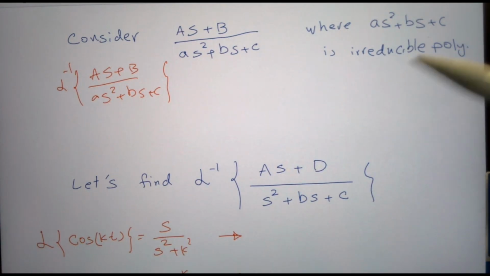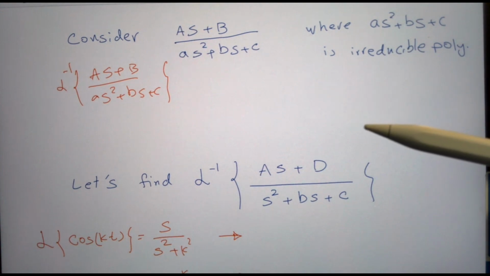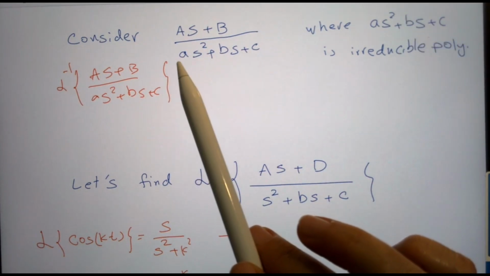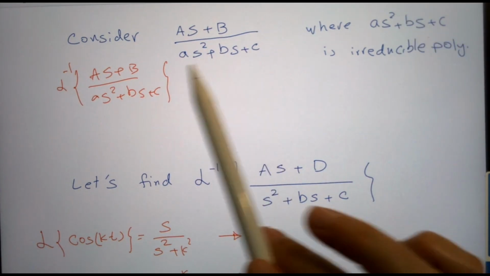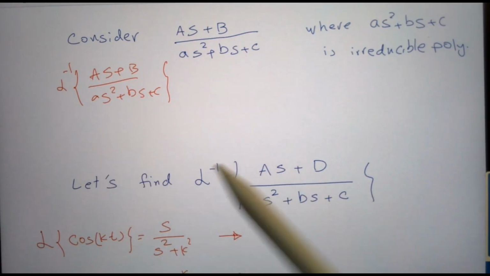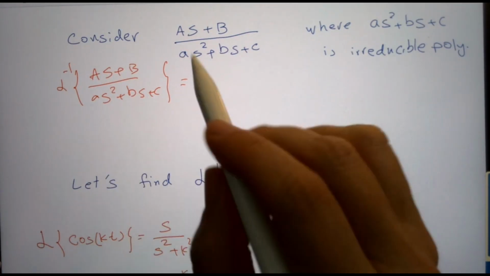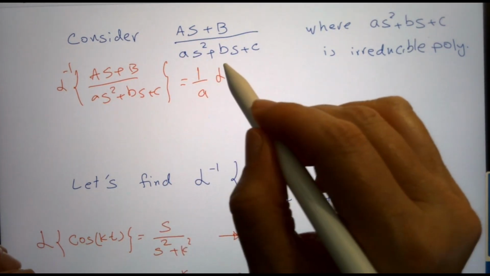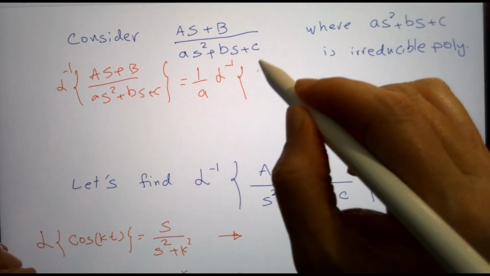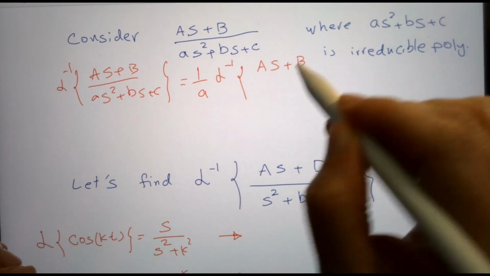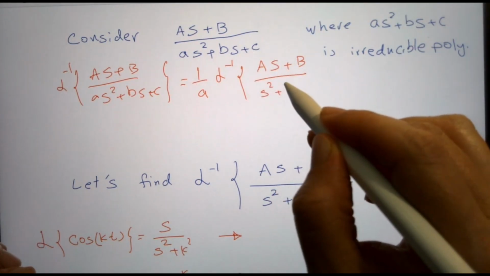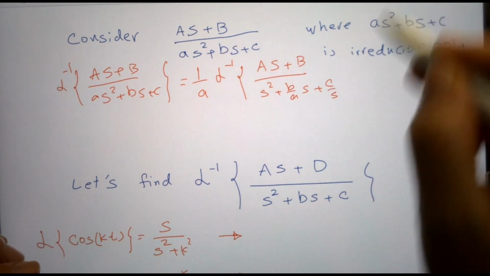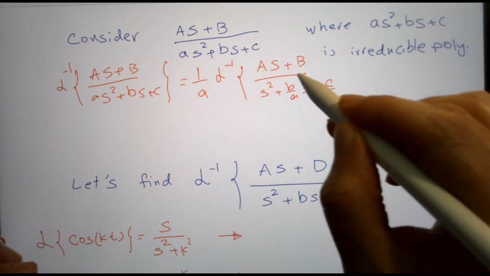Before trying to do anything with this quotient, I suggest, even if the denominator is not irreducible, factoring the leading coefficient of the denominator out of the Laplace inverse. So in this case, it becomes 1 over a, because factoring a out still leaves it in the denominator, times the Laplace inverse of capital A s plus capital B over s squared plus b over a times s plus c over a in the denominator.